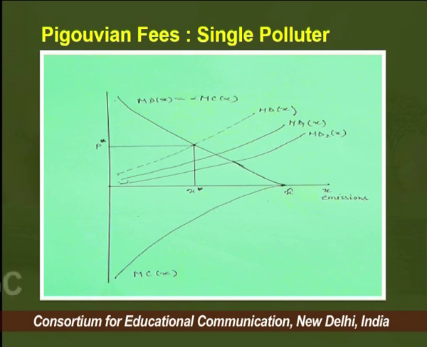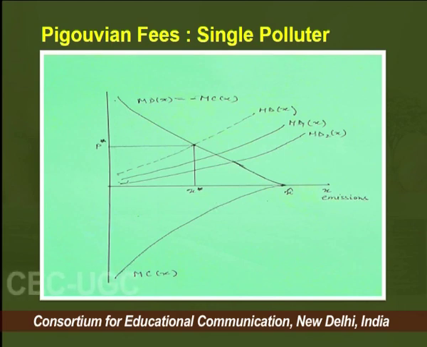Single polluter means that there is only one single firm polluting, but the people affected, the victims, are many. Considering two victims, the damage curves MD1 and MD2, the marginal damage curves, are reflected in the graph, and marginal damage curves are increasing functions in emission. As you emit more and more, the marginal amount of damage you create to the victims keeps on increasing.